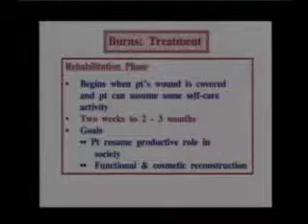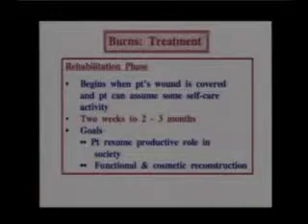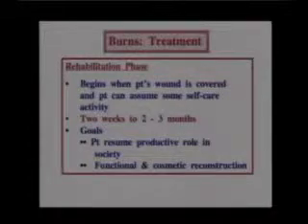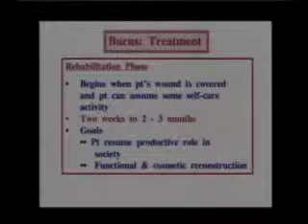Now, as we talk about this rehabilitative phase, we said that begins when the patient's wound is covered and the patient can begin to do some of his own self-care activities. It can be anywhere from a couple weeks to several months. Hopefully, the patient will be able to resume a productive role in society. The functional and cosmetic types of reconstruction, sometimes the surgeries that are necessary in severely burned patients, actually string on for years. As the skin grows and matures, they often need repeated surgeries to make it functional.